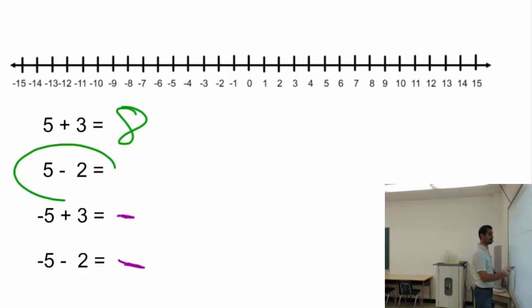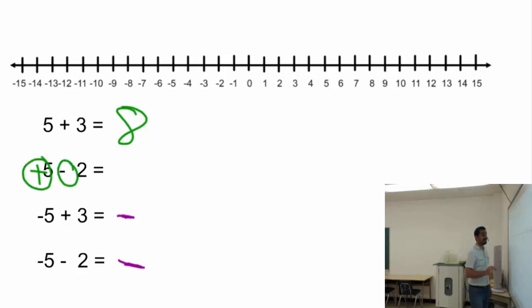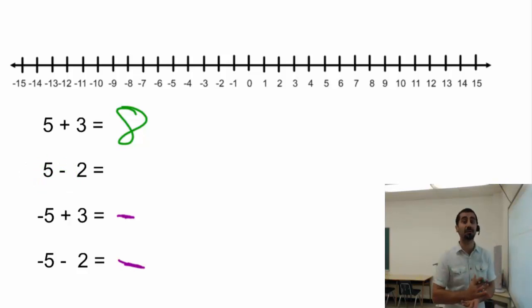Over here, 5 has no sign, which means plus. And look at that. The signs are different. When signs are different, you go down. Again, when the two signs are different, you go down, you subtract, you're going to end up with 3. How about here?